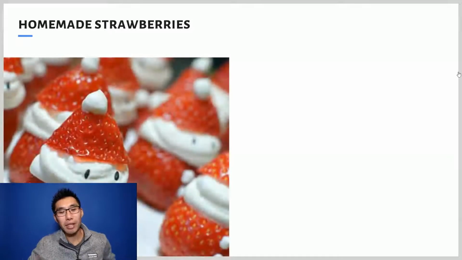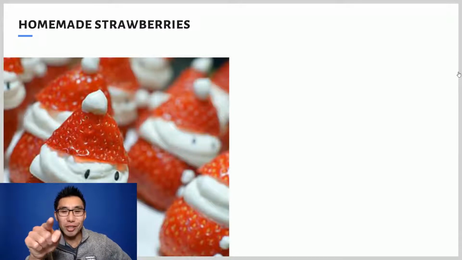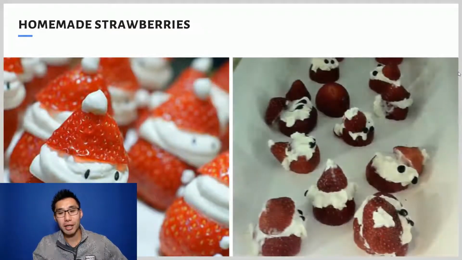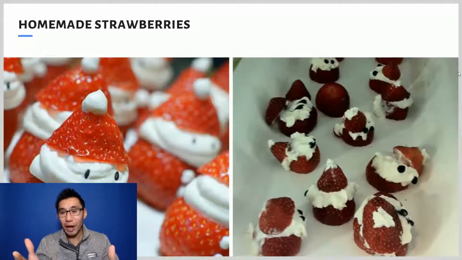You see these homemade strawberries on Google and you say, hey, I want to make those strawberries too. But then when you make it, do you know what happens? It flops, just like the one on the right. So I have to be honest with you.